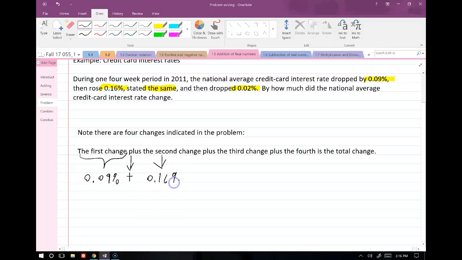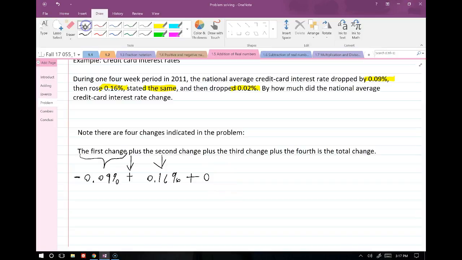plus the second change, which was 0.16%. Whoops. Anybody catch my mistake? It dropped, right? It dropped by 0.09% first, then it rose. Got to be careful on that. As you see, I just totally spaced out. I would have gotten the problem wrong. Okay, then it stayed the same. We add zero.